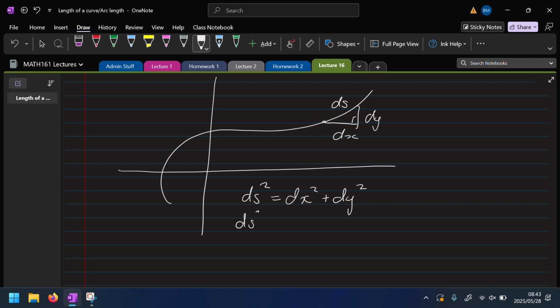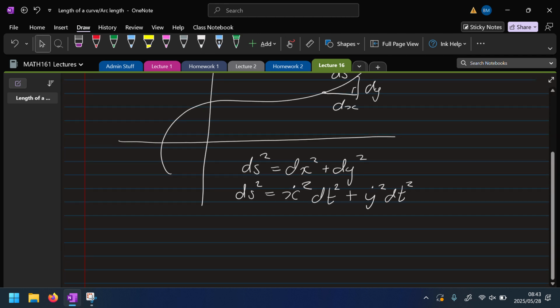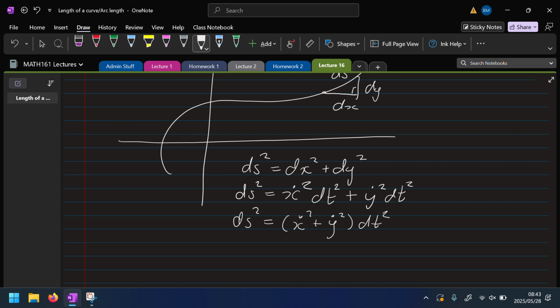Now, x and y are both functions of t, so we can substitute for the differential. So now we have ds squared is going to be x dot squared dt squared plus y dot squared dt squared, because dx is dx by dt, which we write as x dot, and dy is dy by dt, which we write as y dot. The first term and the second term both have dt squared, so we can factor that out. So ds squared is equal to x dot squared plus y dot squared, times dt squared.